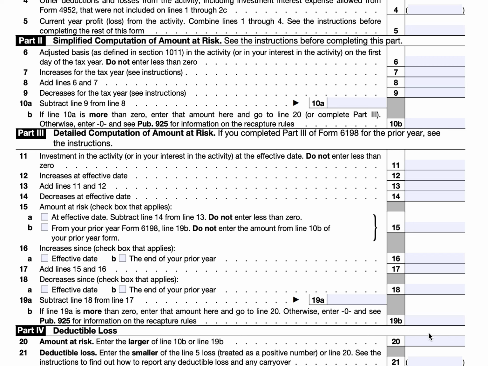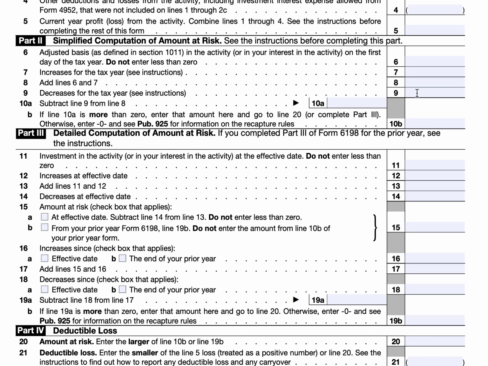The specific example from the form instructions state if line 5 is a loss of $400 and line 20 is $1,000, then you enter negative $400 on this line. If line 5 is a loss of $1,600 and the line 20 is $1,200, then you would enter $1,200 here. And if this line here happens to be 0, then you would enter 0 no matter what line 5 says.